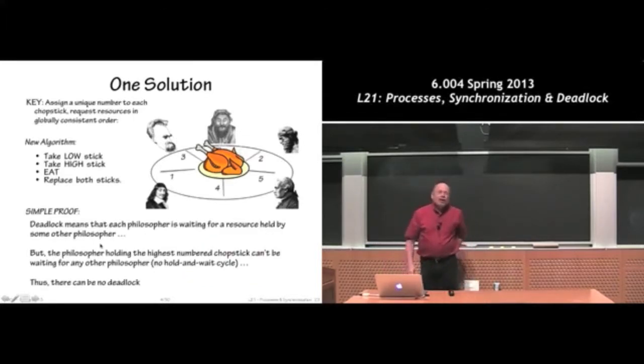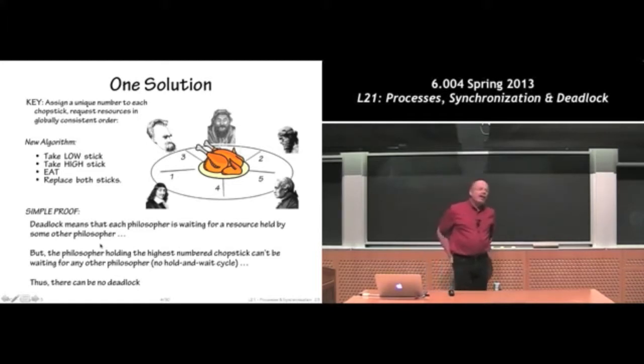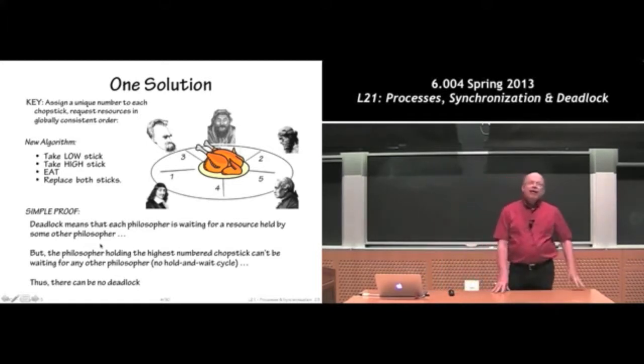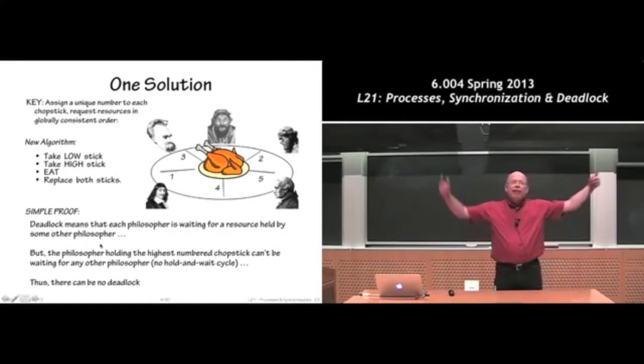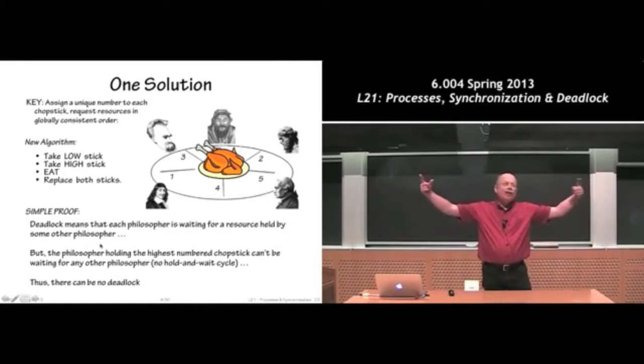Okay, so there's a simple way to solve this problem, which is to number the chopsticks, and instead of going to left and right, simply pick the lowest chopstick first and then your highest one. Right, and this simple notion of ordering, coming up with a total ordering of all the resources that you're competing for, and always acquire them in the same order.